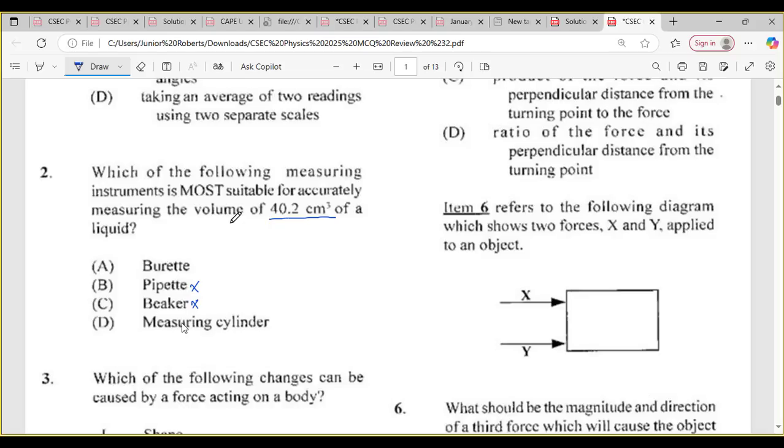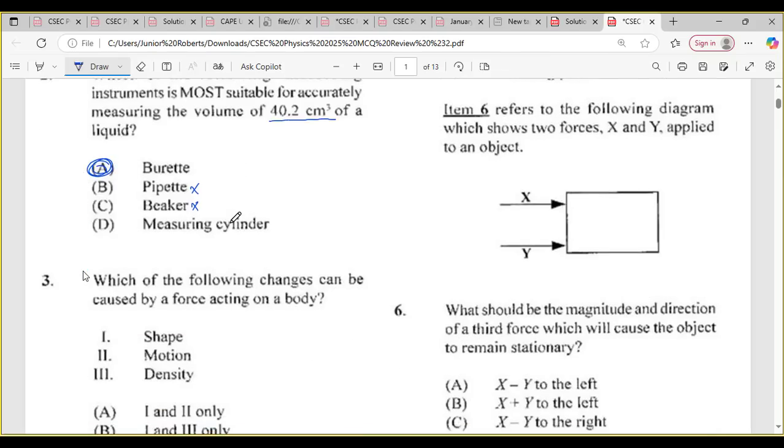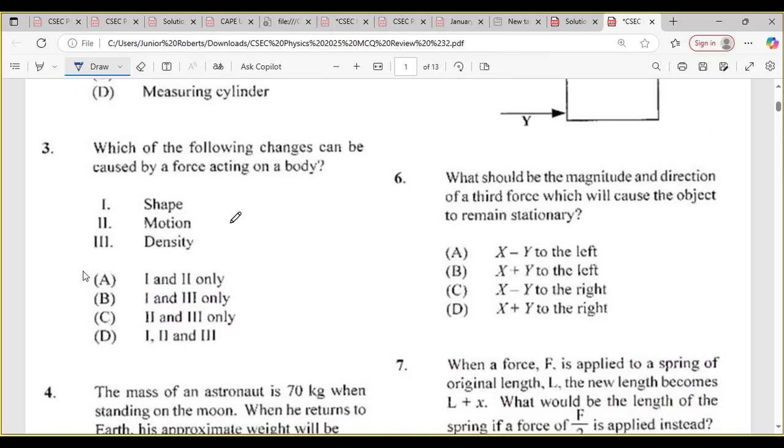So we're down to the burette or the measuring cylinder. But again, we want to accurately measure 40.2 centimeters cubed. A measuring cylinder increments by 1, so we're not going to be able to get 40.2 with a measuring cylinder. So the best option to use would be our burette. So that's number 2. Number 3 now says, which of the following changes can be caused by a force acting on a body?